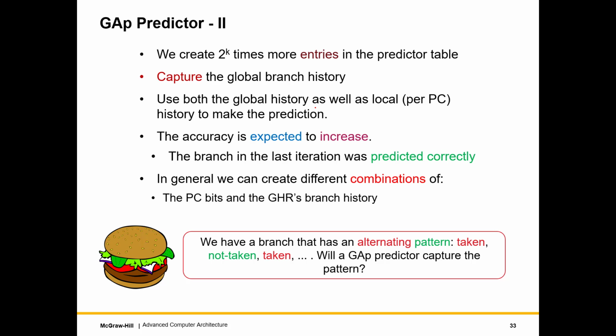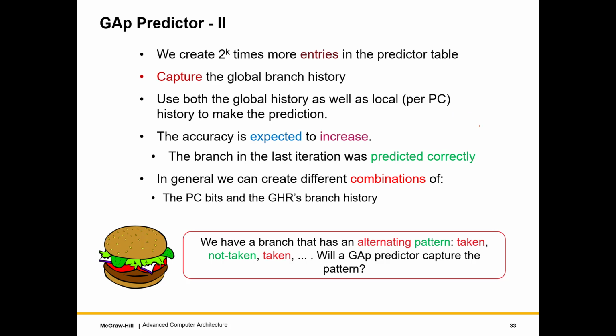So what did we do? Well, we created 2 to the power k times more entries in the predictor table. We had to do that because we considered a GHR. We captured the global branch history. We use both the global history as well as the local per PC history to make the prediction.